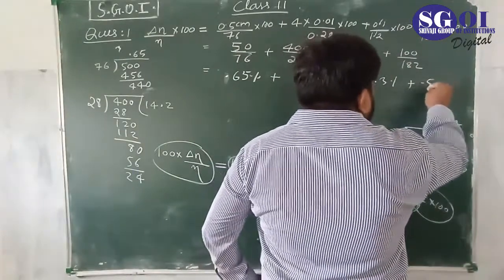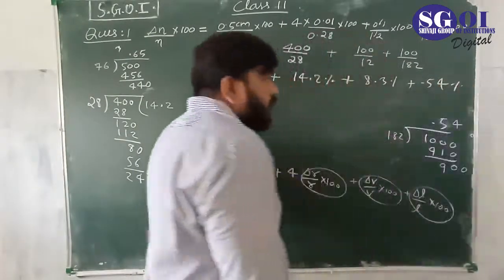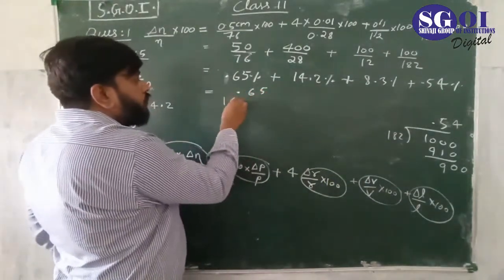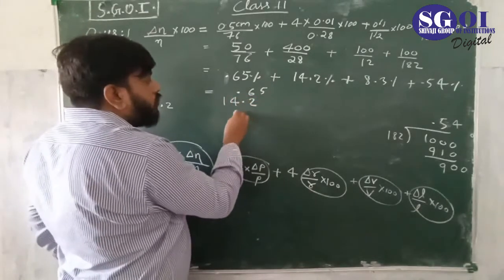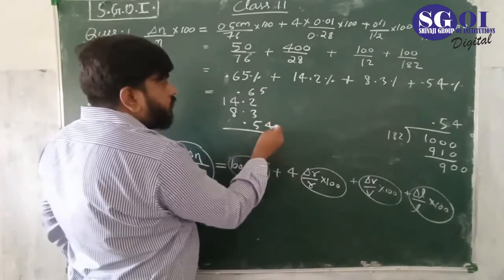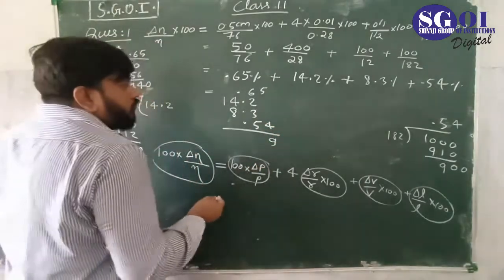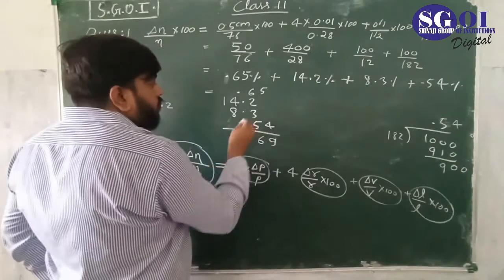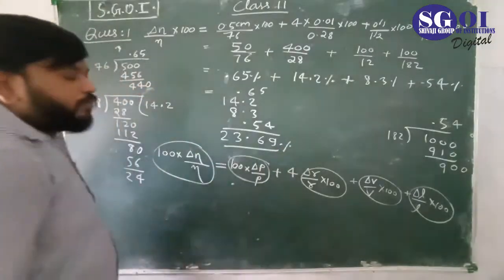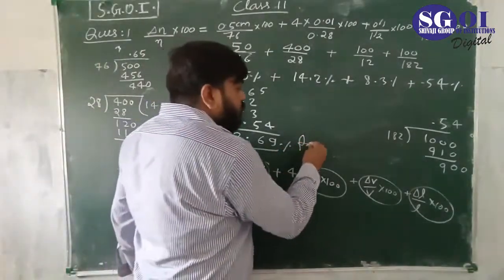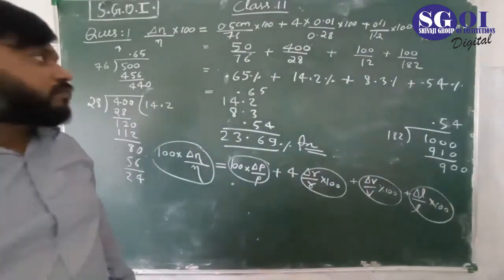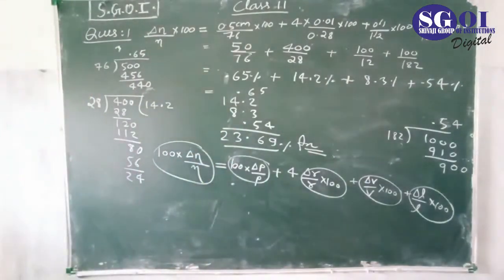So this is 0.54%. Now add all these values: 0.65, 14.2, 8.3, 0.54. So this is 23.69%. So the answer is 23.69% of this numerical problem. Next problem is question number 2.